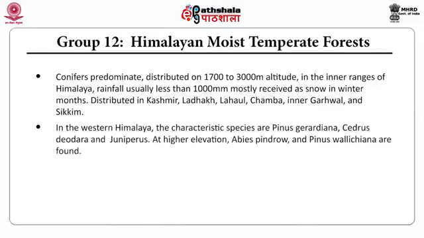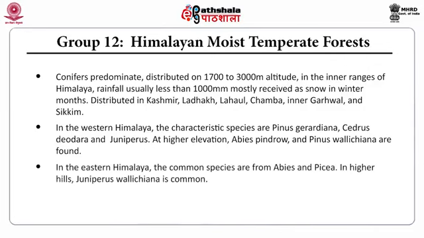In western Himalaya, the characteristic species are Pinus gerardiana, Cedrus deodara, Juniperus. At higher elevation, Abies spindros and Pinus wallichiana are found. In the eastern Himalaya, the common species are Abies and Picea. In higher hills, Juniperus wallichiana is common.